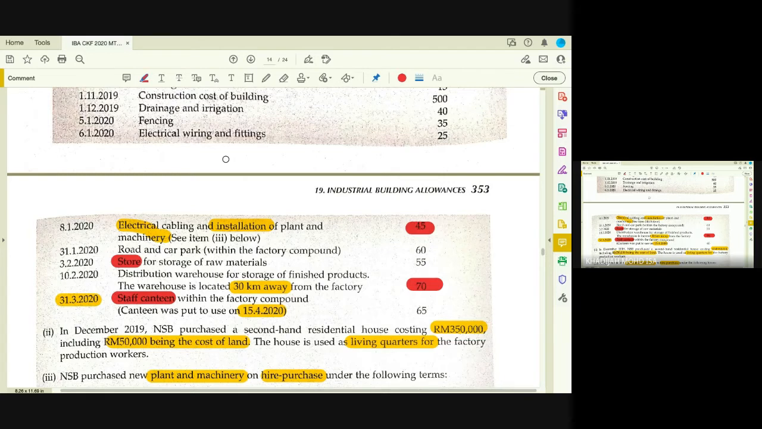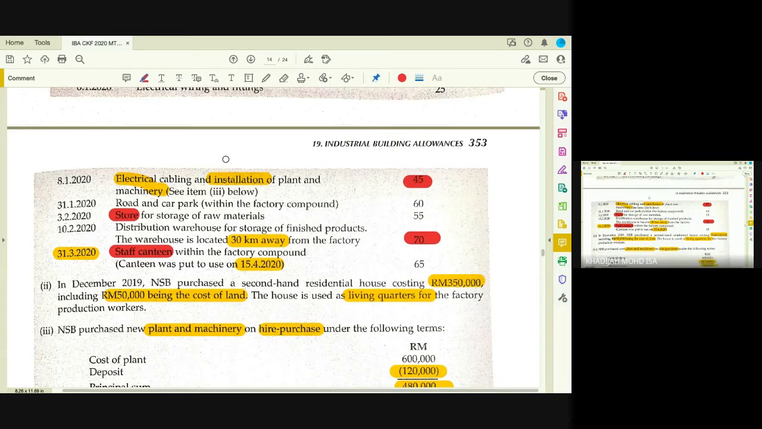You have a store for storage of raw materials. In this case, even though it's within the same curtilage, you're going to compute the store separately as a different building for the company. And then you have a distribution warehouse for storage of finished products, and the warehouse is located 30 kilometers away from the factory. Yes, a warehouse is eligible, provided that it's within the same curtilage. In this case, 30 kilometers away is not within the same curtilage, so that's why it's a non-qualifying expenditure.